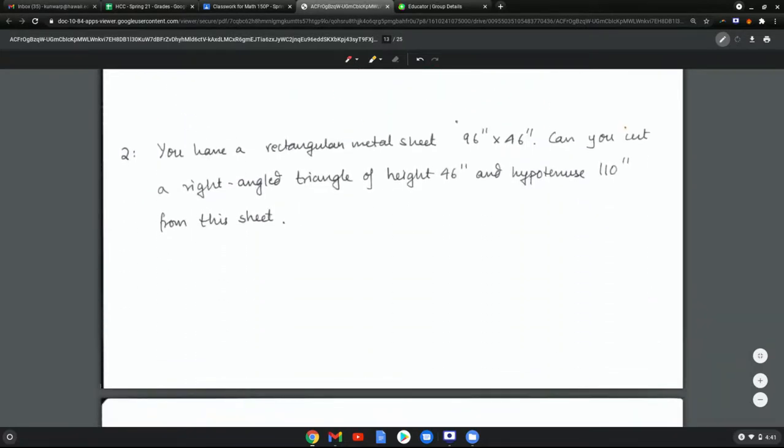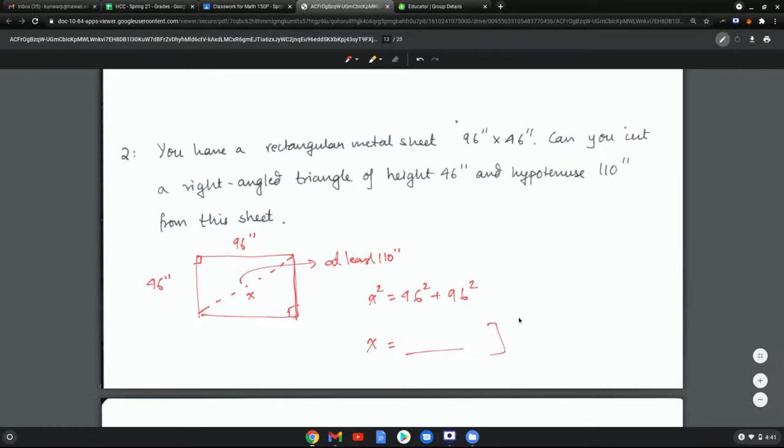The second one says, you have a rectangular metal sheet. It's 46 inches by 96 inches. And your question is, can you cut a right angle triangle of height 46 and hypotenuse 110? That's only possible if this length is at least 110 inches. Now if I call this X, this is a right angle triangle, I get that X squared is 46 squared plus 96 squared, and I solve for X. And then you will be able to answer this question.